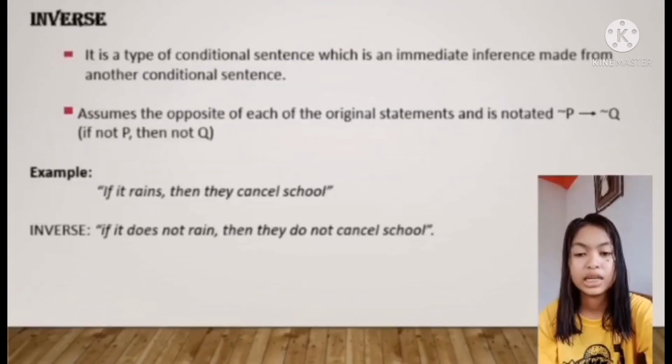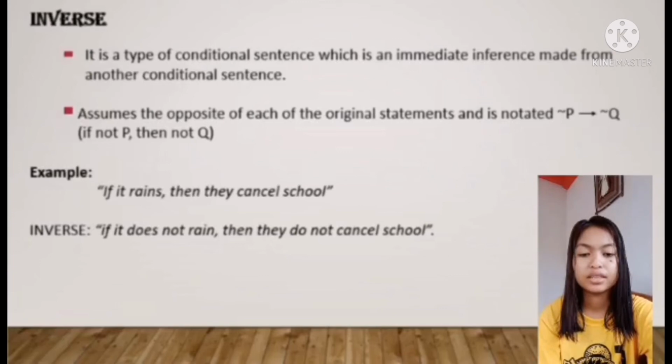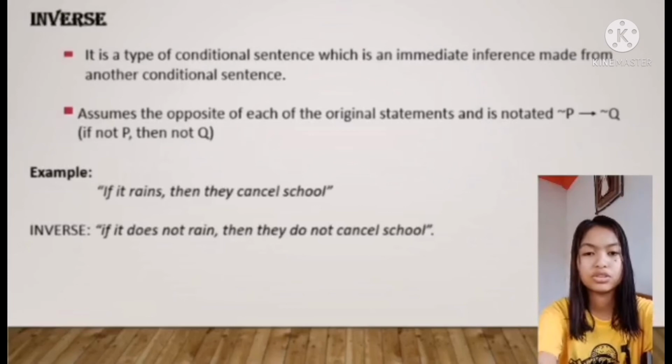conclusion were simply swapped. Inverse: it is a type of conditional sentence which is an immediate inference made from another conditional sentence, assumes the opposite of each of the original statements, and is notated, if not P, then not Q. Example, if it rains, then they cancel school. Inverse, if not P, then not Q. So the sentence will be, if it does not rain, then they do not cancel school. So inverse simply negates the sentence. It turns out that if the converse is false, then the inverse can also be false.